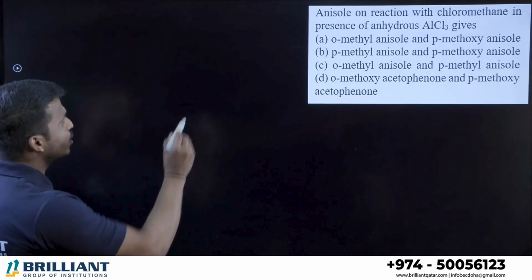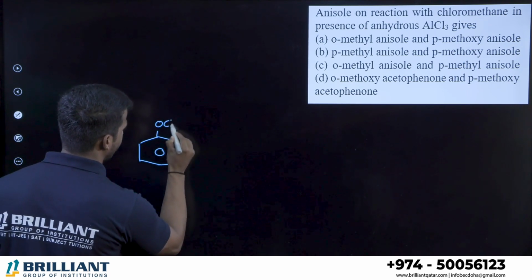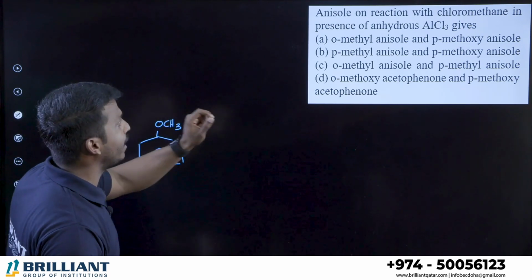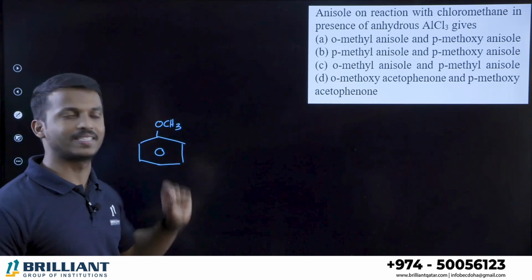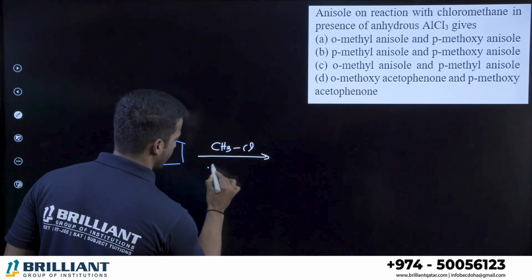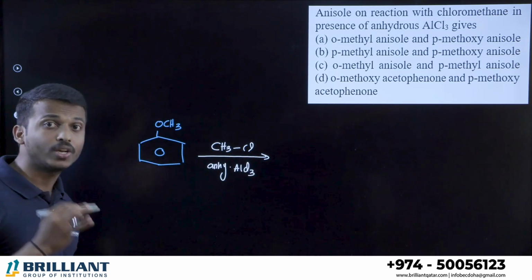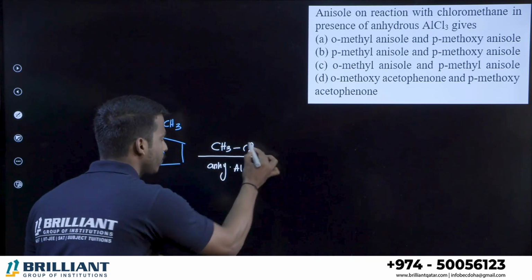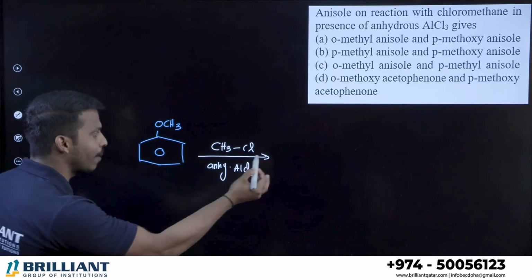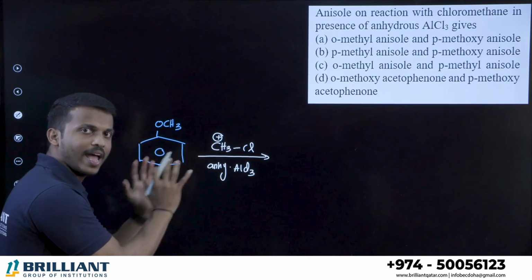Okay. Now, anisole on reaction. What is anisole again? Benzene with OCH3. Okay, this is anisole. Anisole on reaction with chloromethane in presence of anhydrous AlCl3. What is chloromethane, dear all? CH3Cl in presence of anhydrous AlCl3. What is this reaction name? Addition of a haloalkane with anhydrous AlCl3 is Friedel-Crafts alkylation. What is the upcoming electrophile? CH3 plus.